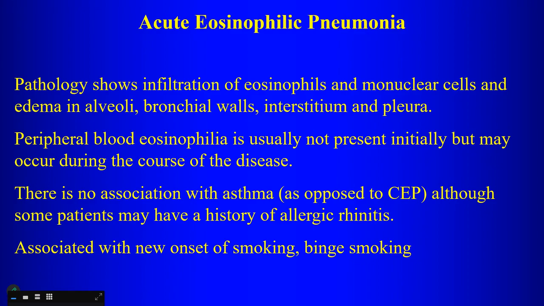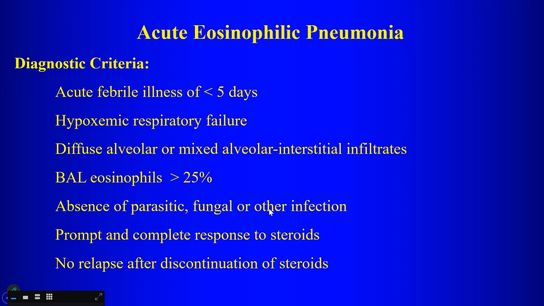So peripheral blood eosinophilia, usually not present initially, but may occur during the course of the disease. As opposed to chronic eosinophilic pneumonia, this is not associated with asthma. So it is associated with smoking, binge smoking especially. There's diagnostic criteria, not very satisfying: absence of parasitic, fungal, or other infection, no relapse after discontinuing of steroids, prompt and complete response to steroids, so it's kind of too late before you made the diagnosis, right?